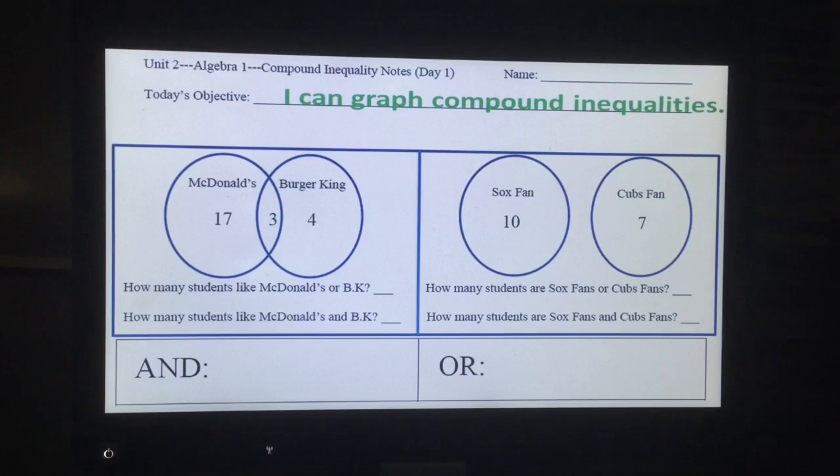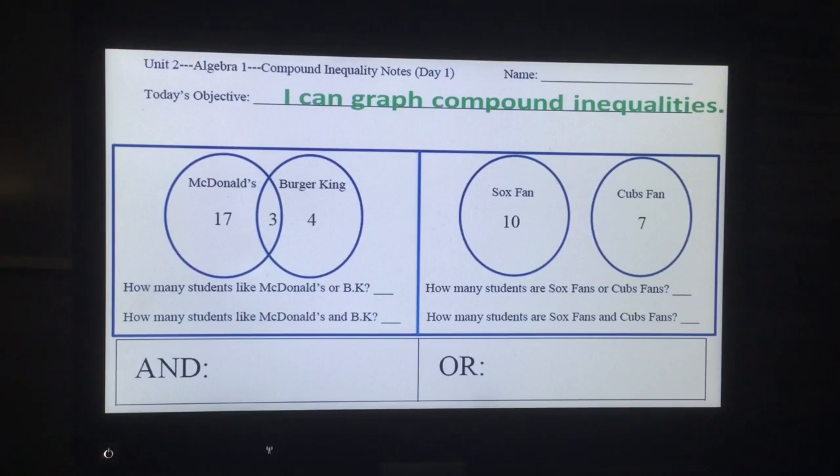Now, in this category right here, these are students that like Burger King, and these are students that like McDonald's. Over here, these are students that are Sox fans, and these are students that are Cubs fans. Just so you know, any number inside a circle is part of that category. So over here, this circle has the number 3 and the number 4 in there. Therefore, there are 7 people total that like Burger King. Now these same 3 people are inside the McDonald's circle, so we have 20 people that like McDonald's.